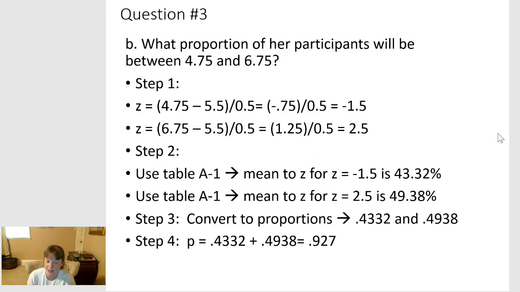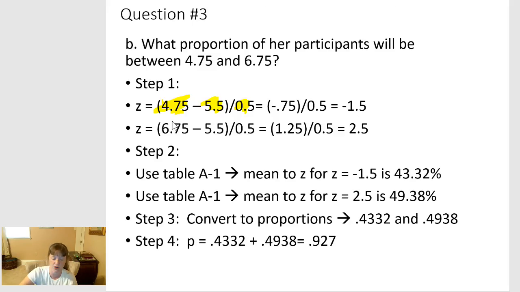But then I ask a slightly more difficult question. What proportion of our participants will be between 4.75 and 6.75? My first step is going to be, again, turning these into z-scores, right? So I turn them into z-scores. I take 4.75, subtract the average, and then divide by the standard deviation. 4.75 minus 5.5 is negative 0.75, divided by 0.5 to get negative 1.5.